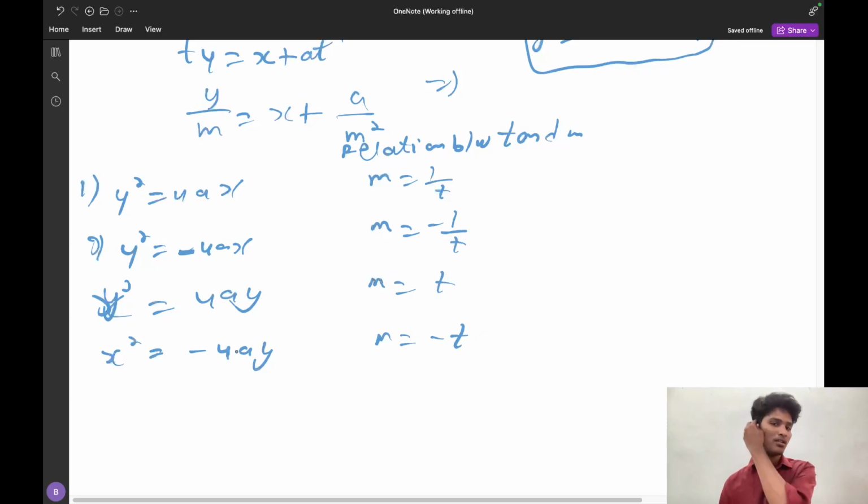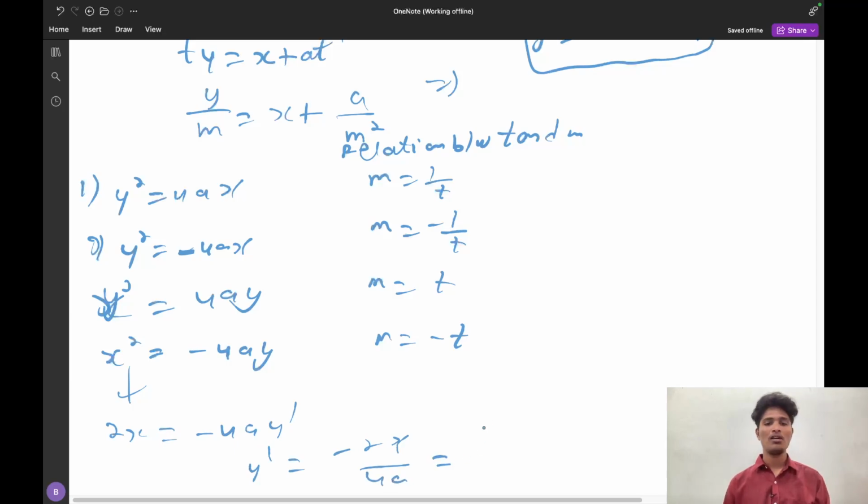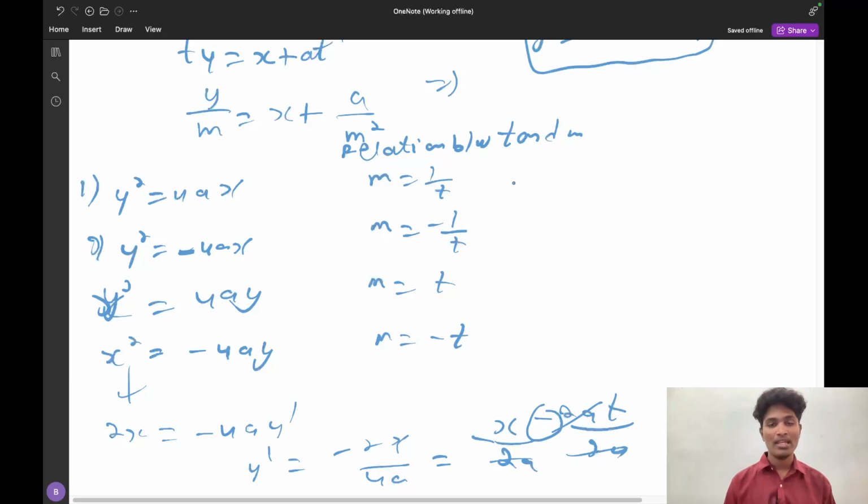Just differentiate. Suppose I want to find this relation, I will differentiate this. 2x is equal to minus 4a y dash. So what is y dash? It will be minus 2x by 4y. So what did I get? I got minus x by 2a. Yes. So what is x here? x is 2at divided by 2a. The 2a will get cancelled, minus is there, so it will be minus t. That is the relation between t and m in terms of the tangent.